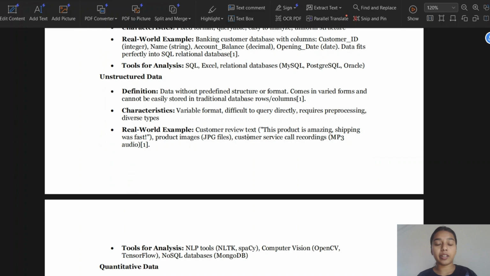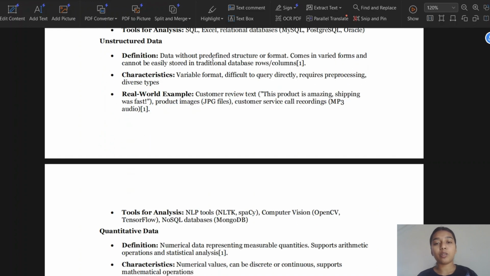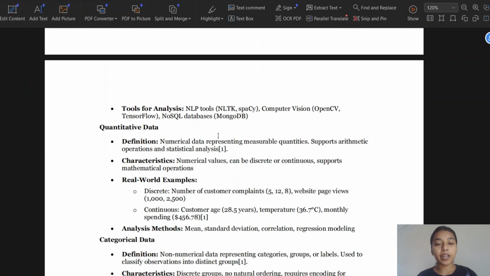Second, unstructured data. Data without a predefined structure or format. It comes in various forms and cannot be easily stored in traditional databases, that is, rows and columns. Characteristics would be variable format, difficult to query directly, requires pre-processing, and diverse types. Example: customer review text, like this product is amazing, shipping was fast; product images; customer service call records. Tools for analysis: NLP tools, computer vision, NoSQL databases.